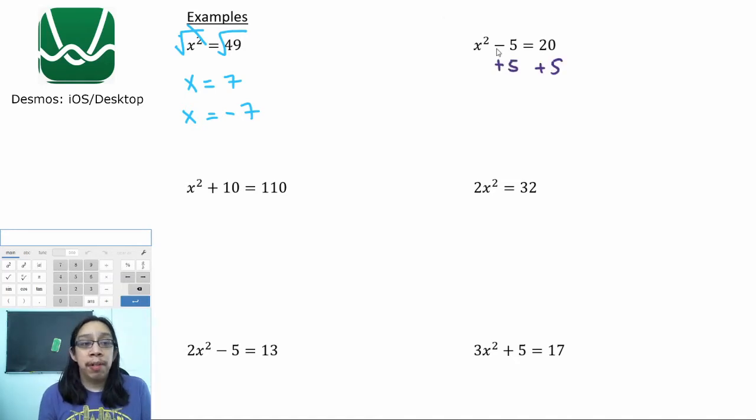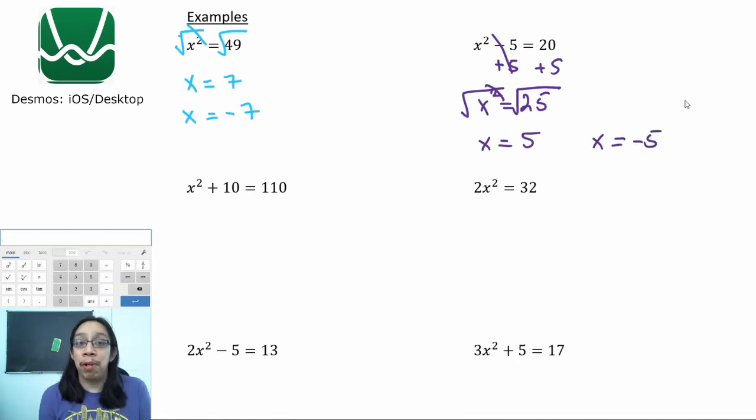By doing so, this cancels out, so we're left with x squared equals 25, and now that x squared is completely by itself, we can take the square root of both sides. So square root, square root. The square root and the squared cancel each other out, so this simplifies. So x equals the square root of 25. Whether you know this mentally or whether you're using a calculator, you will get a positive 5, but we must also consider that x is also going to be equal to negative 5, using the square root property.